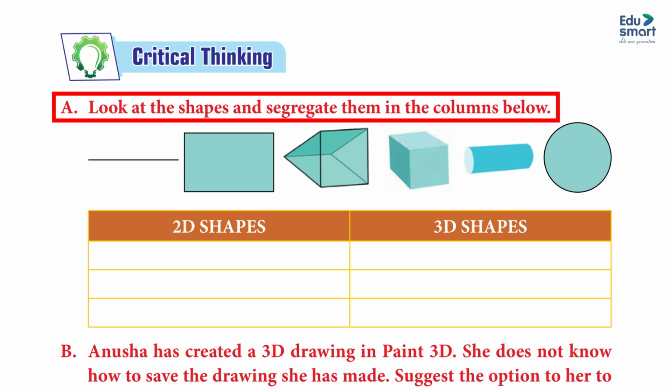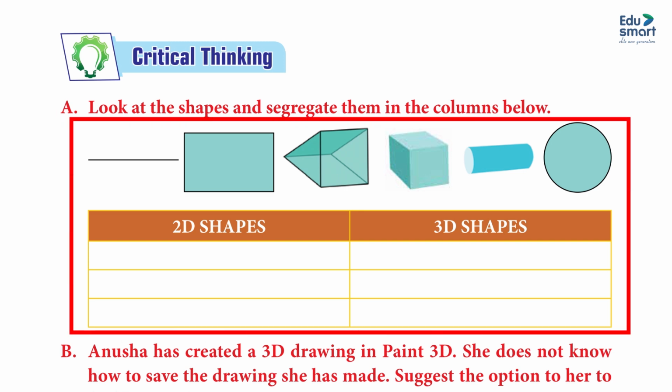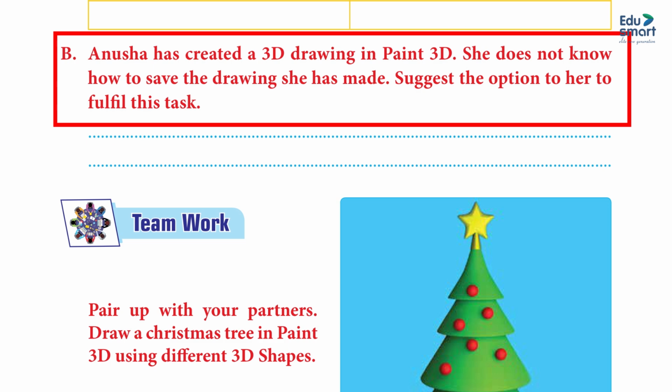A. Look at the shapes and segregate them in the columns below. Answer: Do it yourself. B. Anushka has created a 3D drawing in Paint 3D. She does not know how to save the drawing she has made. Suggest the option to her to fulfill the task.